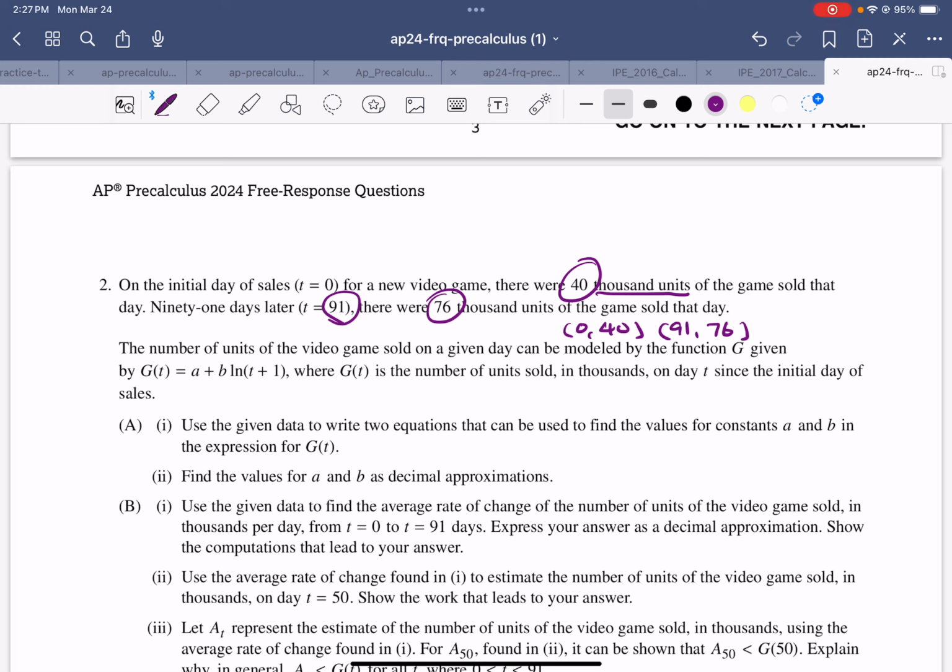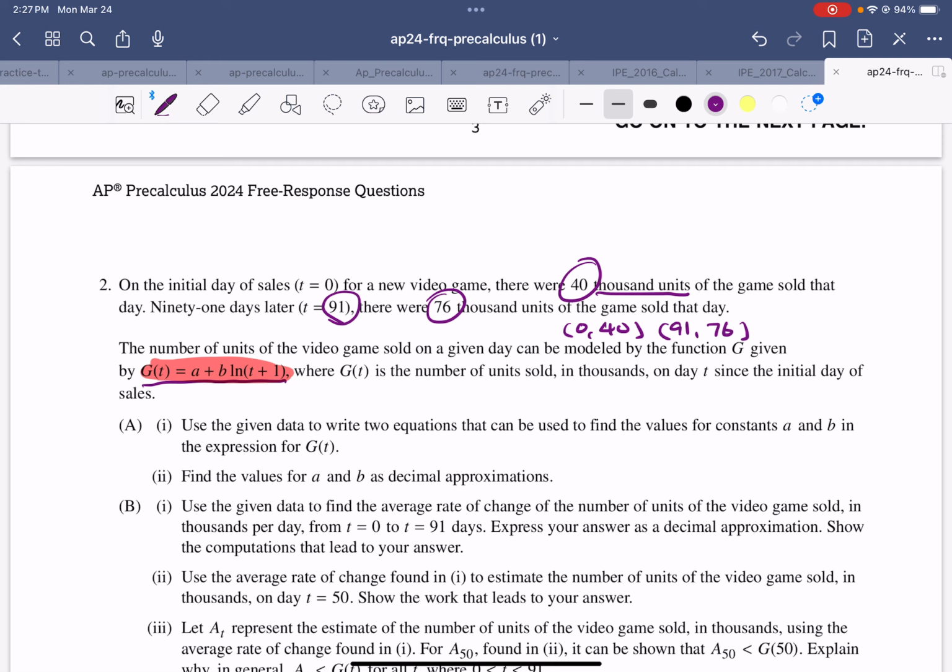The number of units of video games sold on a given day can be modeled by the function g, like this. Let me highlight it. We have a logarithm function, where g is the number of units sold in thousands on day t since the initial day of the sales. First part: use the given data to write two equations that can be used to find the values of constants a and b in the expression for g of t.